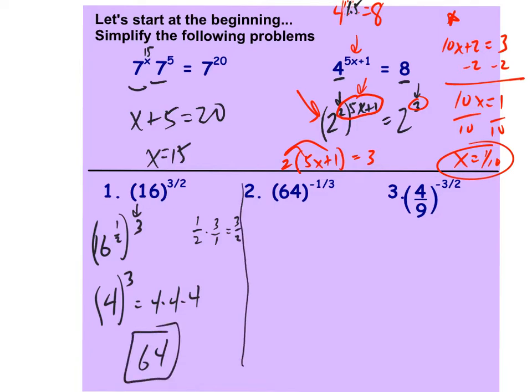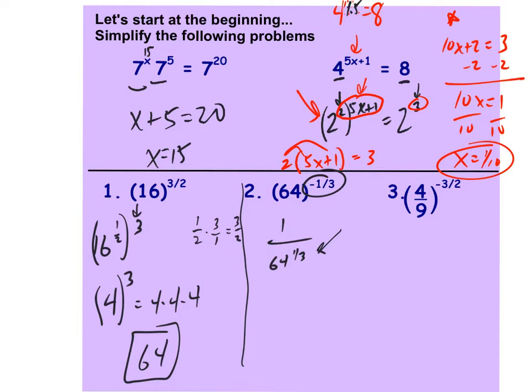Okay. Now on number 2 here, we've got this negative fraction in the exponent. So I'm going to just change this right away to 64 to the 1/3. And so now really what I'm doing is, and again, in the denominator, sorry, because the negative exponent, that means it's going to be in the denominator.